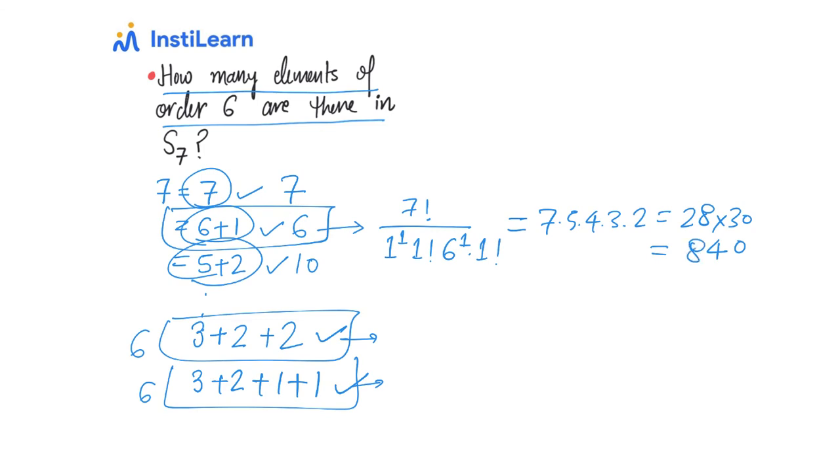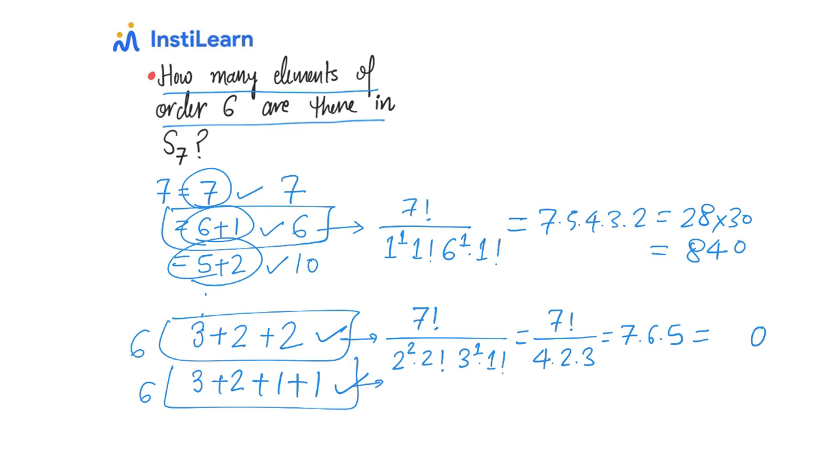Now for 3 plus 2 plus 2, this cycle type would be 7 factorial divided by, there are two 2's, so 2 squared into 2 factorial, and there is one 3, so 3 to the power 1 into 1 factorial. So this is equal to 7 factorial divided by 4 into 2 into 3. So this will be equal to 7 into 6 into 5, and then 4 and 3 will cancel out. So this is basically 42 into 5, which is 210.